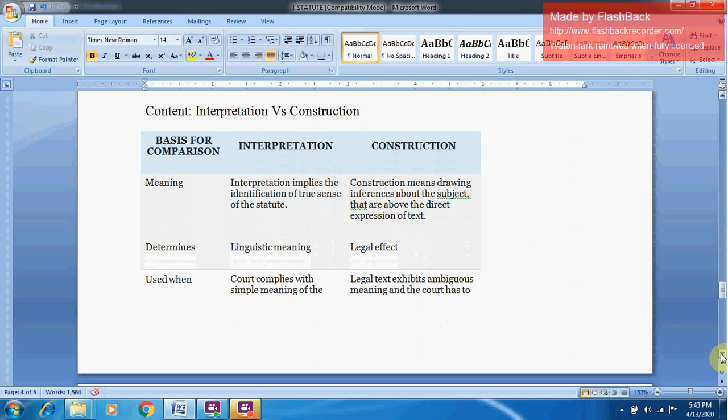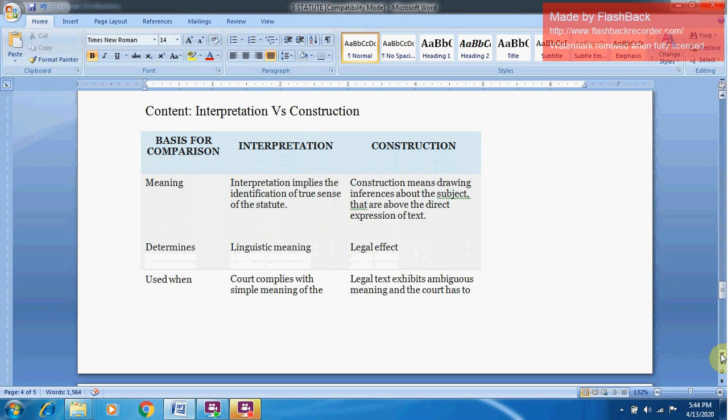And now we'll see the basis of comparison between interpretation and construction. Here, for the basis of comparison, we will take the point of meaning. First, we will concentrate on the meaning. Interpretation implies the identification of the true sense of the statute. What is the true sense of the author? What the statute says will be the interpretation.